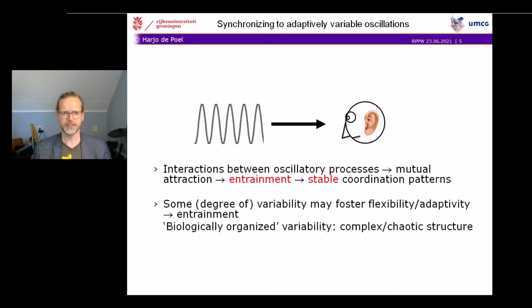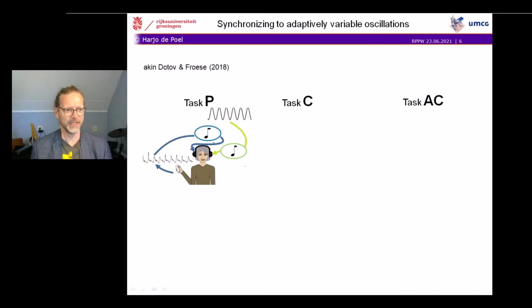Especially when this variability is, as we say, biologically organized. So it's not noisy, but more of a complex or chaotic structure, which means that it is completely determined, however, largely unpredictable. What we did, it all revolves around this task.